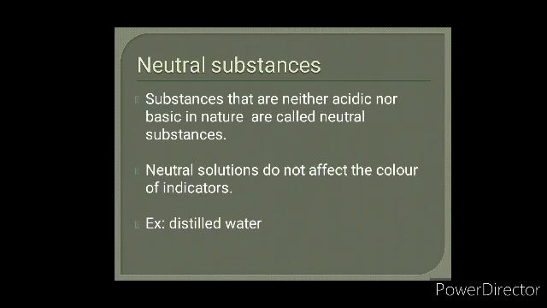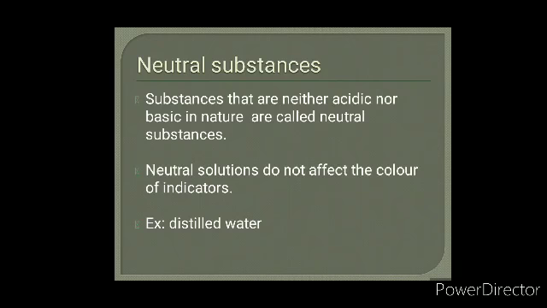For example, if you take distilled water and you dip red litmus paper as well as blue litmus paper into this distilled water, it doesn't change its color. The blue color will not change to red. The red will not change to blue. They will remain the same. That means they are neutral. The distilled water is a neutral substance.